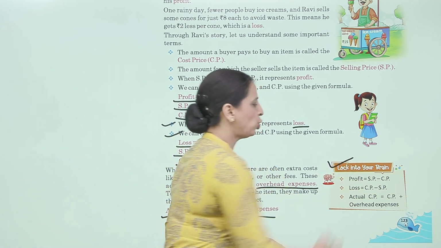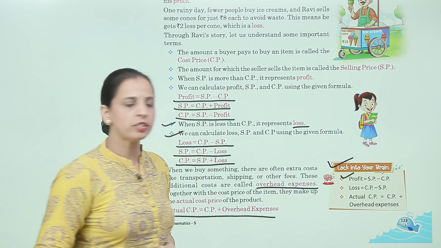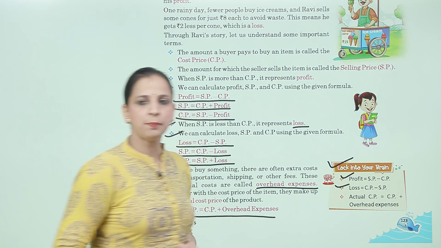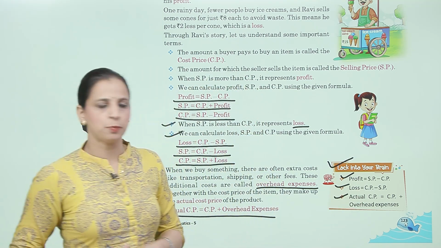Now, lock into your brain. Profit is equal to selling price minus cost price. Loss is equal to cost price minus selling price. Actual cost price is equal to cost price plus overhead expenses.